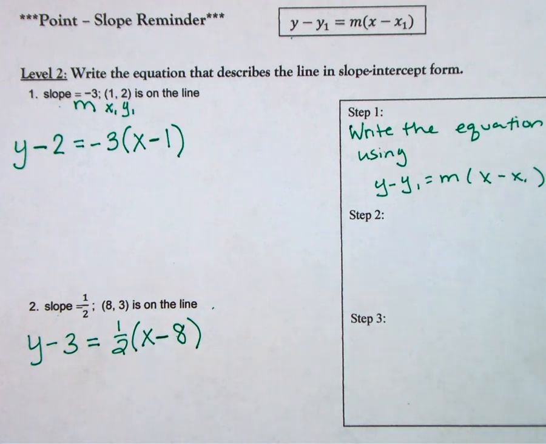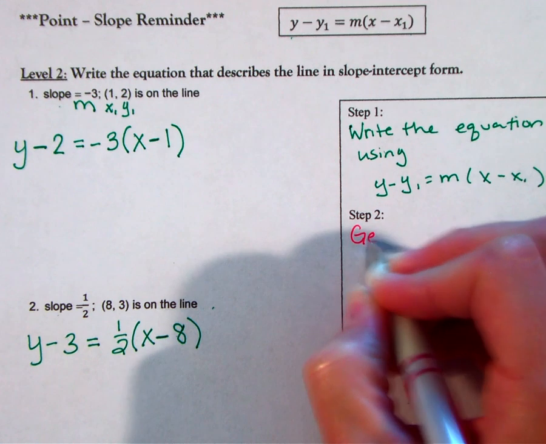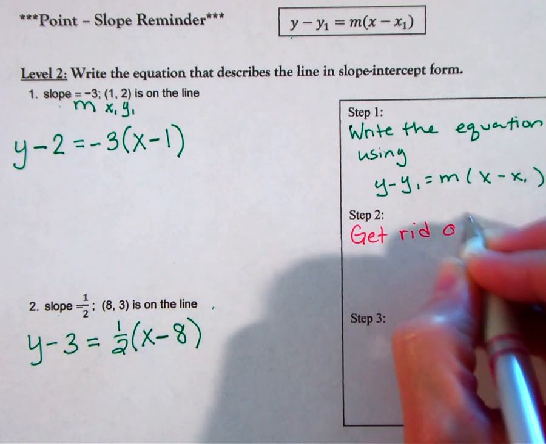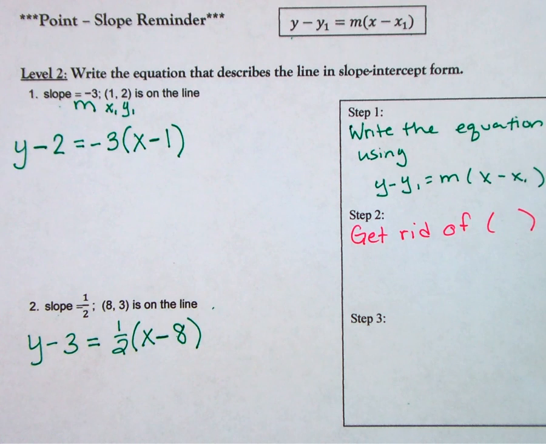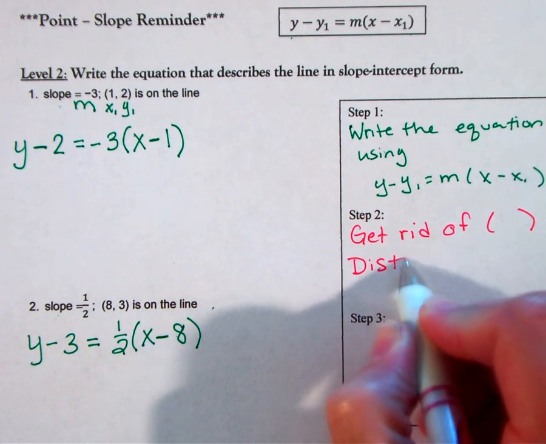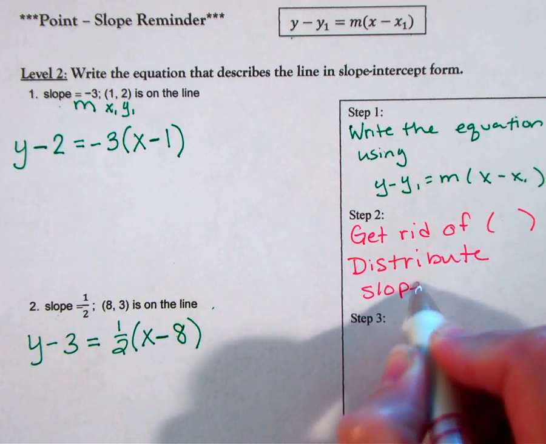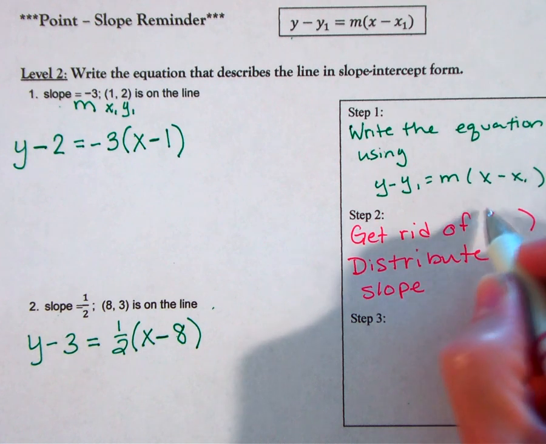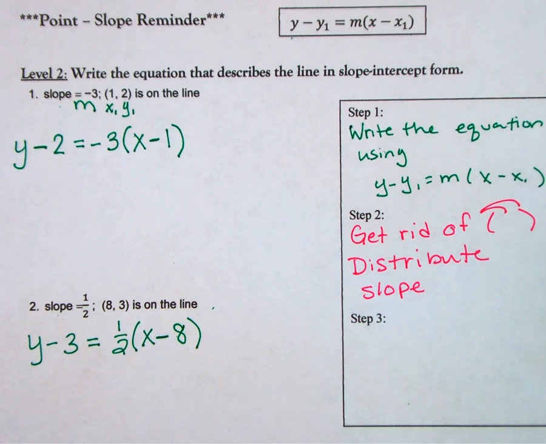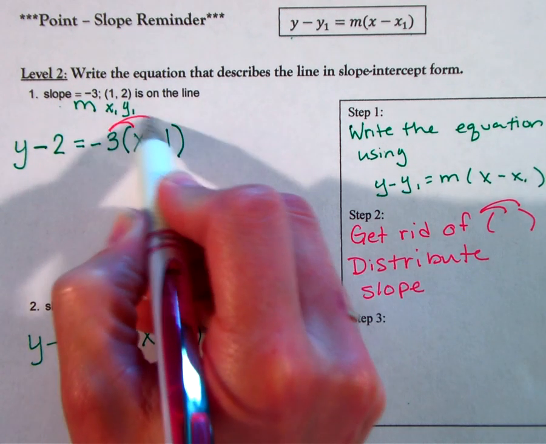Now this is not in slope-intercept form. So there are 2 things you need to do to get it into slope-intercept form. The first one is you need to get rid of the parentheses. And how you get rid of the parentheses is you distribute. We're going to multiply that number in. So this negative 3 is going to get multiplied in.